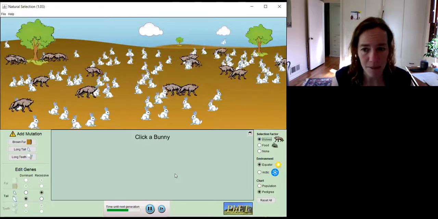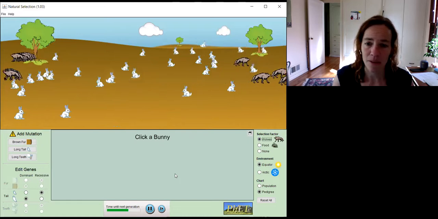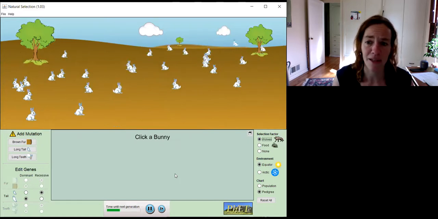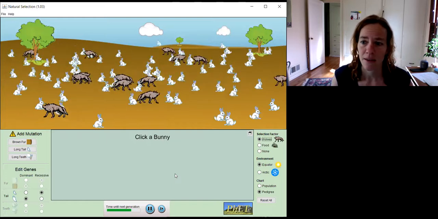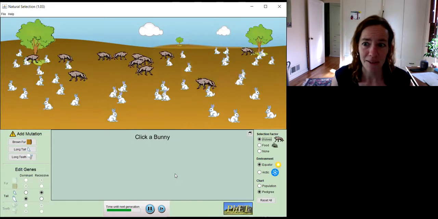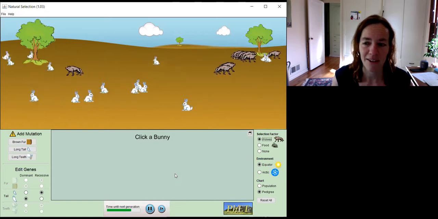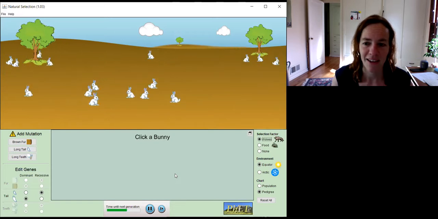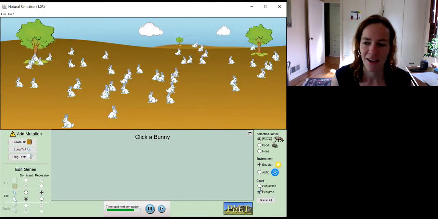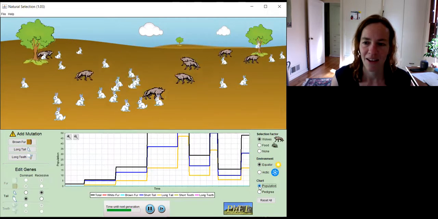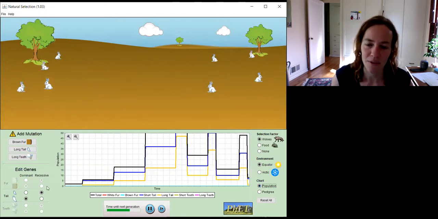We don't have any brown ones in the population. Man, the wolves are just picking them off, right? All the white bunnies are toast, whether they have long tails or not. The fact that they're white bunnies and there's wolves, it's a bad scene. I wonder if they're going to go extinct. I think they are. Yeah, it doesn't seem like the long tails are really doing much for them.